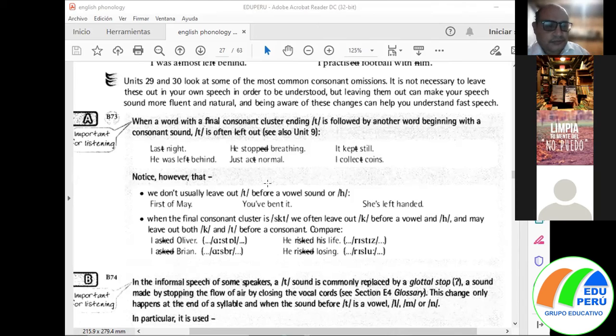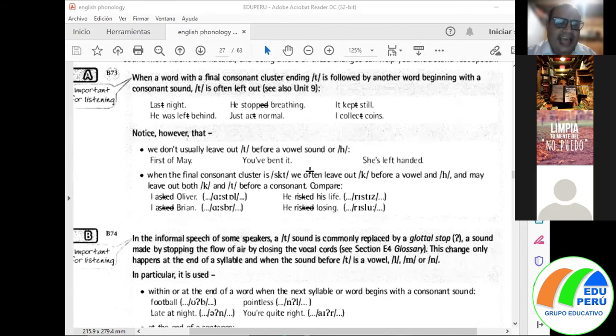The other one: when the final consonant cluster is sk, we often leave out ka before a vowel and ha, and may leave out both ka and ta before a consonant. Notice what we are going to do. I asked Oliver. Be careful on the pronunciation of regular past tense verbs. Remember that this ed is pronounced like ta, like it. In this case, the ed that you write is pronounced with a t sound. So in a normal or slow way, you could say I asked, sk, the three sounds together. It's complicated to pronounce these three sounds together.